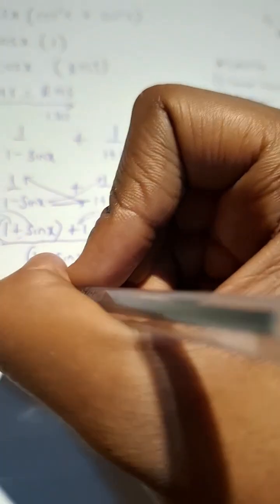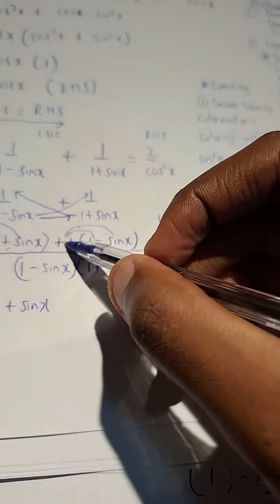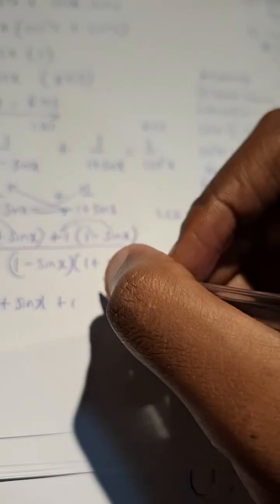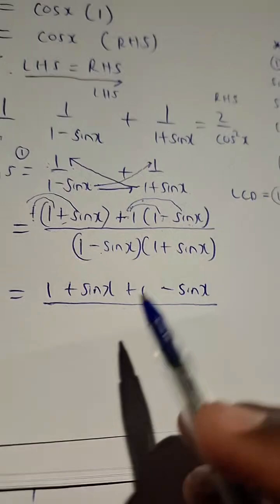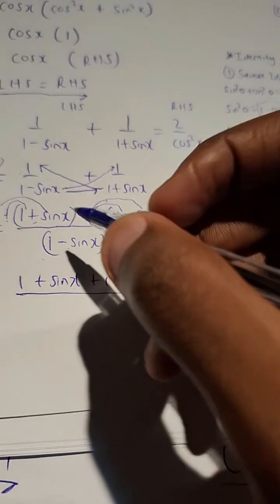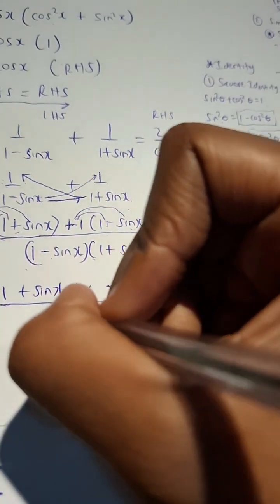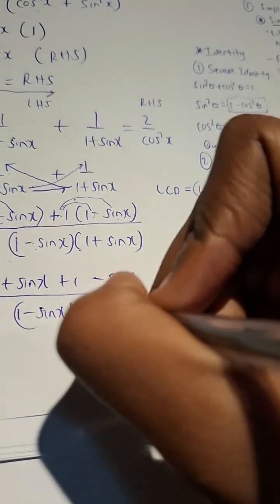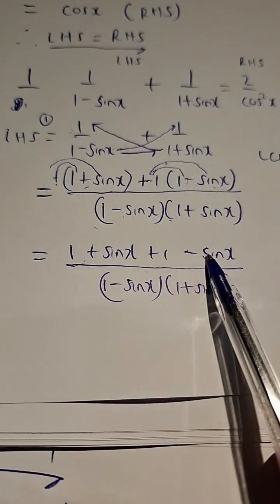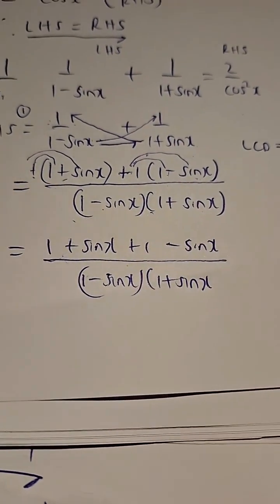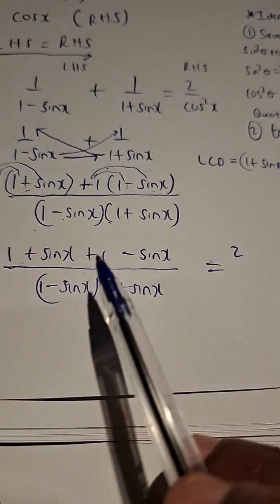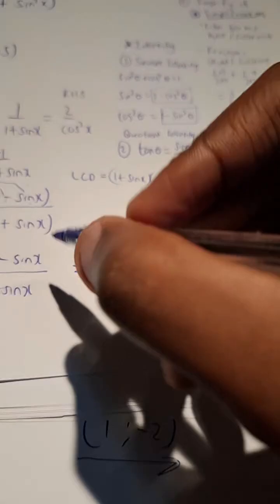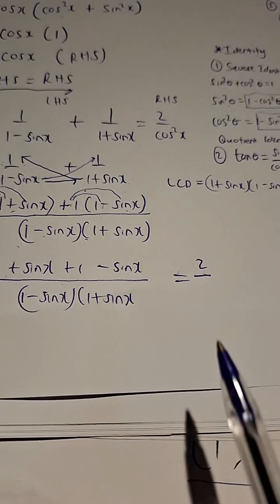1 times 1 is 1, 1 times plus sine x is sine x, positive 1 times 1 is 1, 1 times negative sine x is negative sine x over, obviously, 1 minus sine x into 1 plus sine x. Like terms at the top, because we're still simplifying. 1 plus 1, that will give you 2. Sine x minus sine x, that gives you 0. So I'm left with 2 in the numerator.